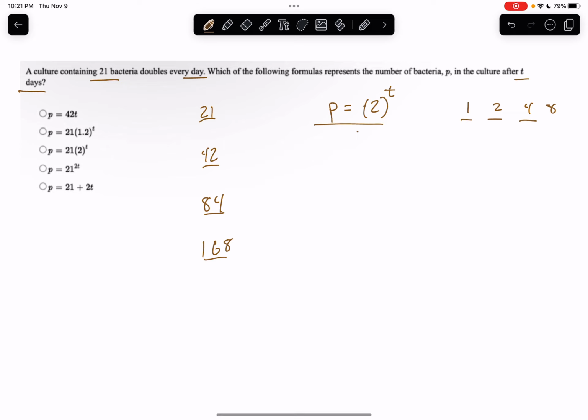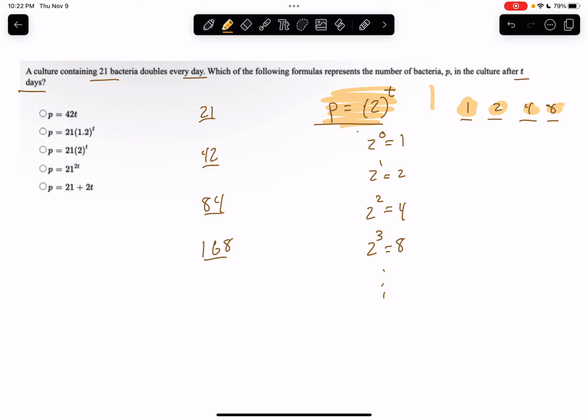How do I know that? Well, if I put a 0 in for T, I get 1. If I put a 1 day for T, I'd get a 2. If I put a 2 in for T, I'd get a 4. If I put a 3 in for T, I get an 8. So that's how I know that, and so on and so forth. That's what this is showing me, okay? This is for one bacteria that doubles every day, and it doubles every day to get these values.